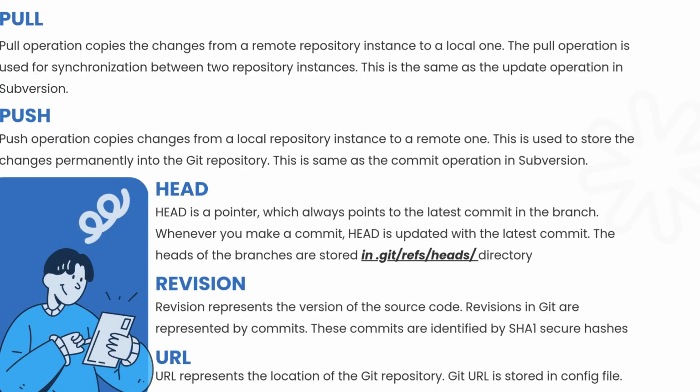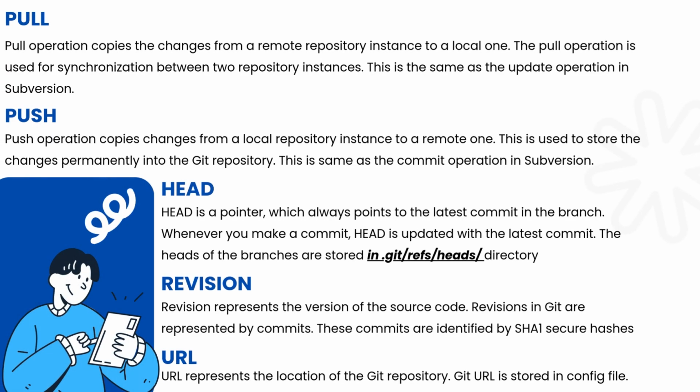Let's review some essential Git concepts. The pull command brings changes from a remote repository to your local one. Great for staying in sync. Push sends your local changes back to the remote, making them permanent. HEAD is a pointer to the latest commit in your branch, constantly updated as you work. Each commit is a revision, uniquely identified by a SHA-1 hash. And finally, the URL defines your repository's location and is stored in Git's config file. These basics are key to navigating any Git workflow.